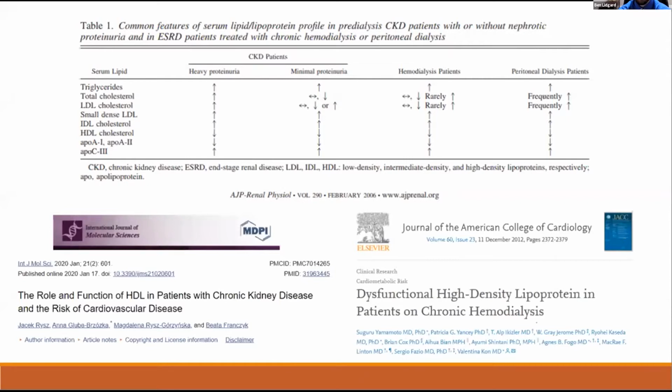So the biological mechanisms underpinning these changes have been incompletely described. Lipidomics, however, lets us go beyond these kind of big picture lipoprotein studies and lets us actually characterize the lipid species seen in patients with chronic kidney disease, which might help to explain some of these functional changes.